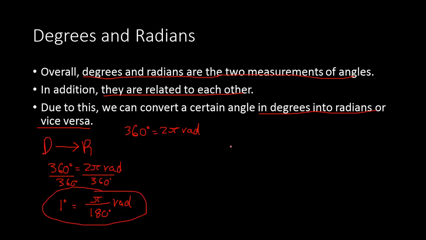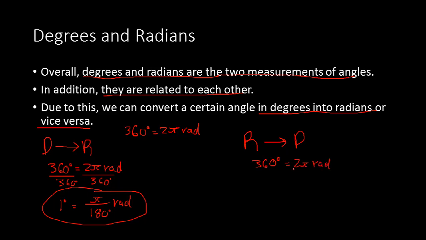Then how about if we're referring to radians to degrees? For this one, 360 degrees is equal to 2 pi radians.